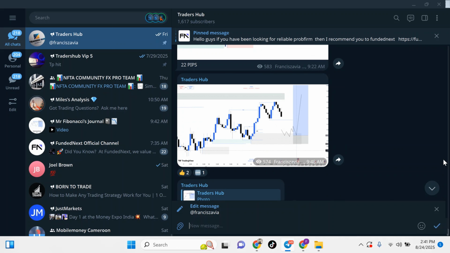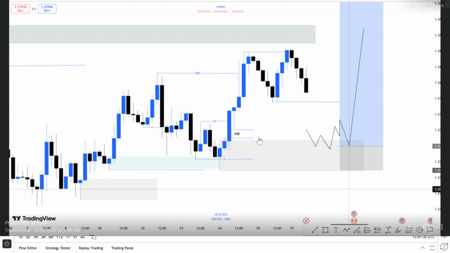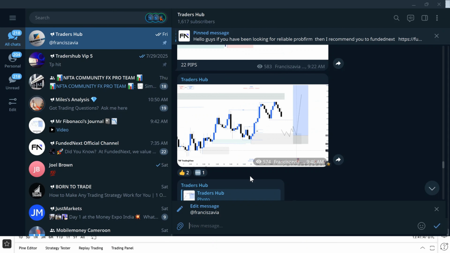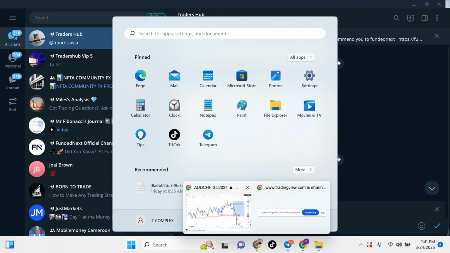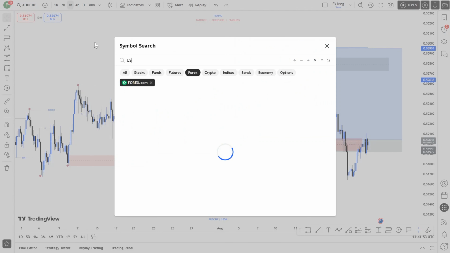So we also have this USD CAD trade here, and we marked out this trade and I sent it to the Telegram group, but this trade ended up not activating. So let's look at what we did and what we could have done in this trade differently to have gotten into this trade. So this is USD CAD.